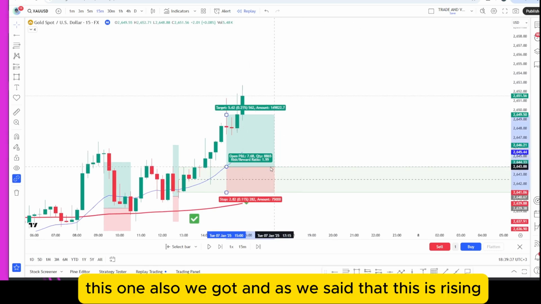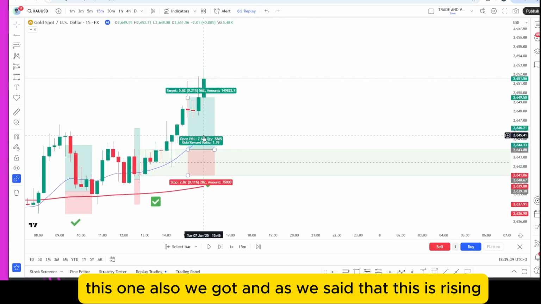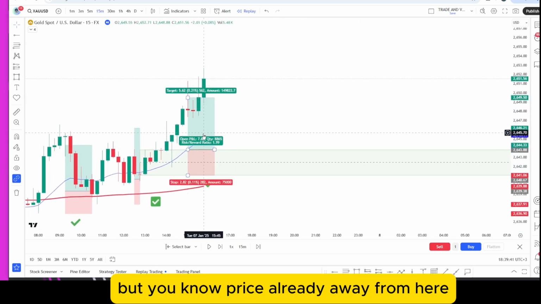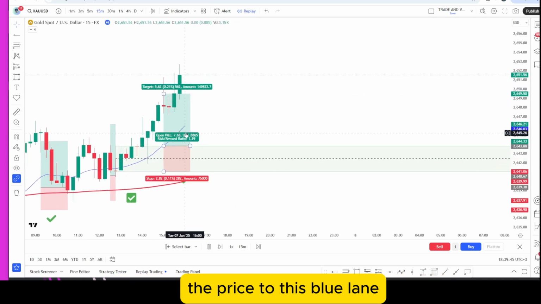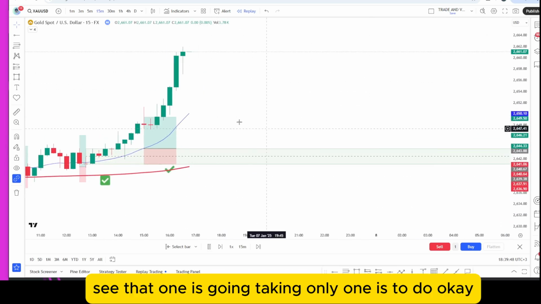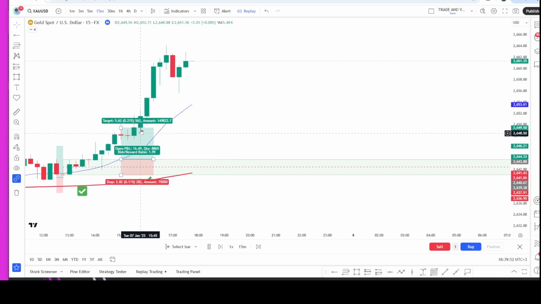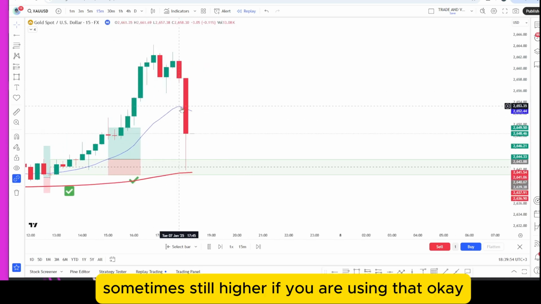This one also we got, and as we said this is rising, but the price is already away from here, so we will wait for the price to come back to this blue line. See, that one is going, taking only 1:2. Okay, sometimes it will go higher if you are using that.